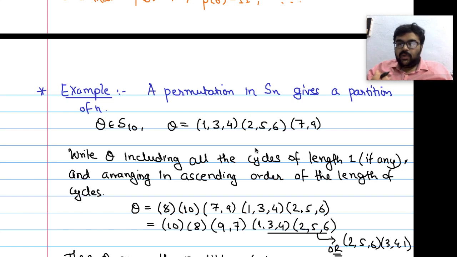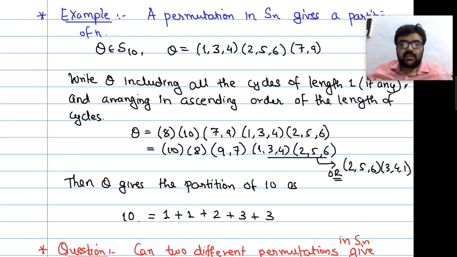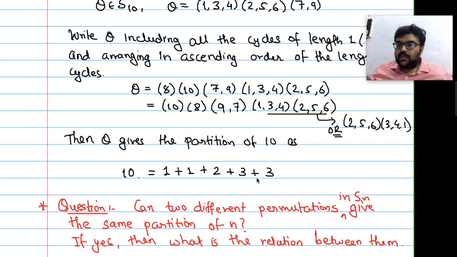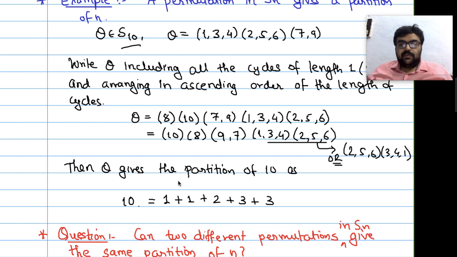So every permutation gives rise to a partition. How? Every permutation we know can be written as a product of disjoint cycles. Now in this product we may have omitted one cycles. So include all those one cycles and arrange them in ascending order of the length of cycle as we see here. It doesn't matter if you are writing in a different representation, but arrange them in ascending order of length. So all one cycles first, then we take two cycles, then three cycles, you can interchange, no problem. So the length is 1 plus 1 plus 2 plus 3 plus 3, so that is 10. So this is a permutation in S10, it gives a partition of 10.